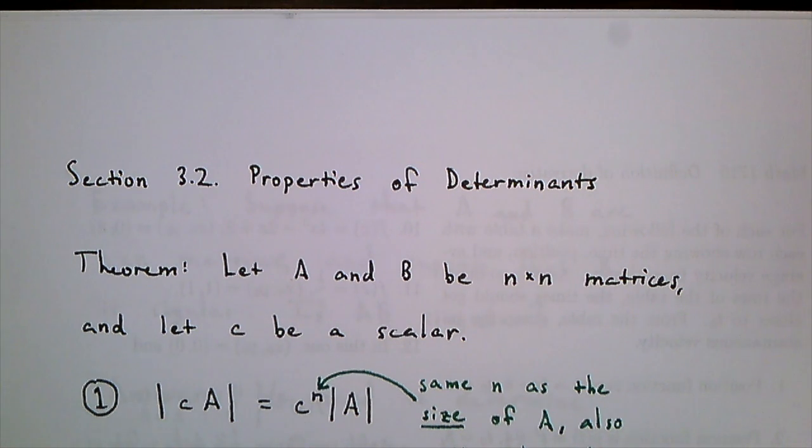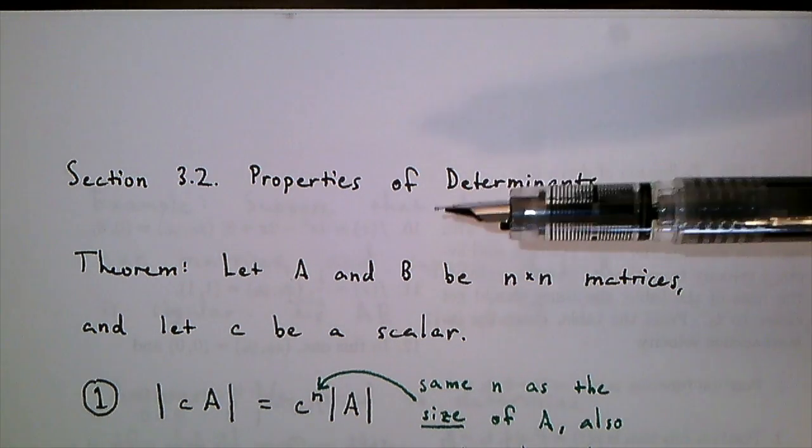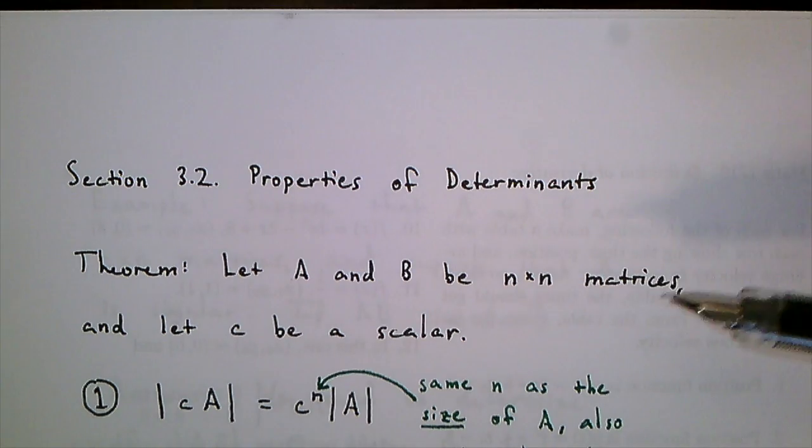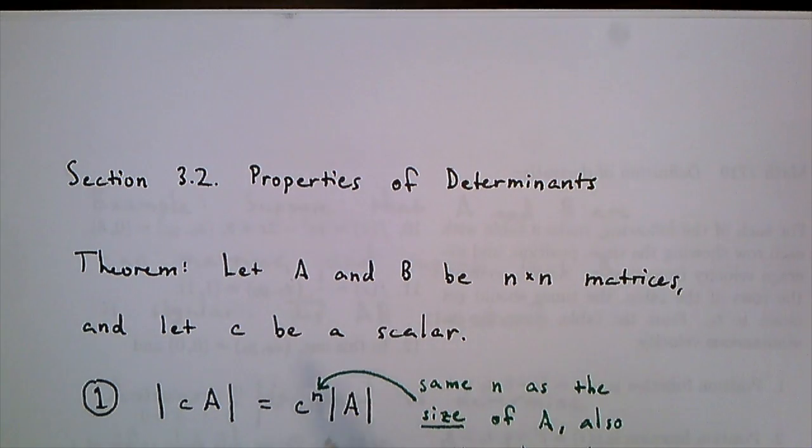In this video, we are going to learn how to find determinants of matrices that might be the product of other matrices, or maybe the scalar multiples. Let's start with two matrices. Let A and B be n by n matrices, and let C be a scalar.